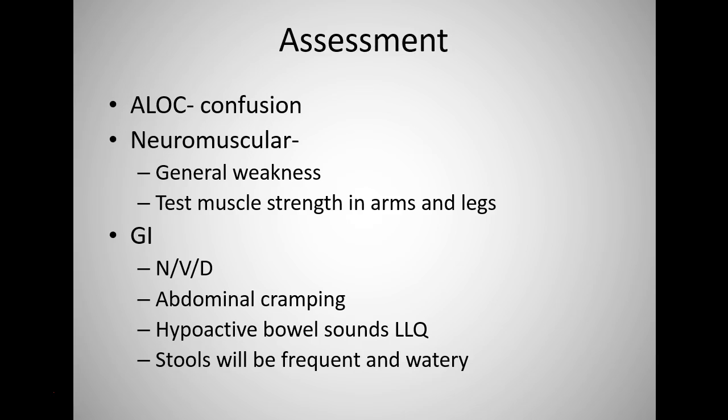So your assessment is going to be assessing the patient for an altered level of consciousness. They might possibly have confusion. You're also going to check for neuromuscular general weakness. You're going to test muscle strength in their arms and legs because this is a sign of hyponatremia. For GI, it's going to be nausea, vomiting, and diarrhea, abdominal cramping, hypoactive bowel sounds in the left lower quadrant, and stools that will be frequently watery.